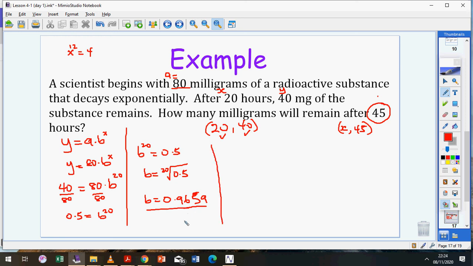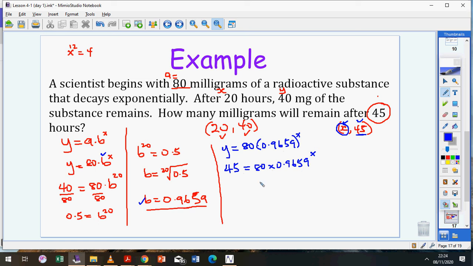Alright, so I have my B value. I have A, I have B, life is good. All I need to now find is x. My equation now simplifies to y is equal to a, which I know is 80, times b, which is 0.9659 to the power x. If I have a y value, which is over here, I can definitely for sure find this x value. So I want to know how many milligrams remain after 45 hours. The y value is 45, that is 80 times 0.9659 to the power x. I'm trying to look for x.